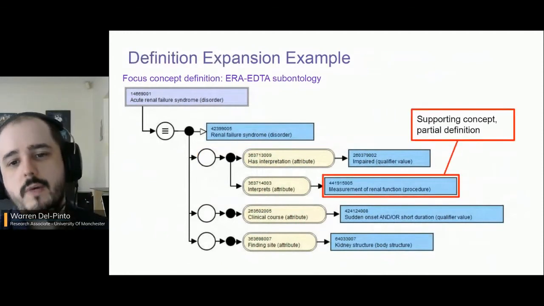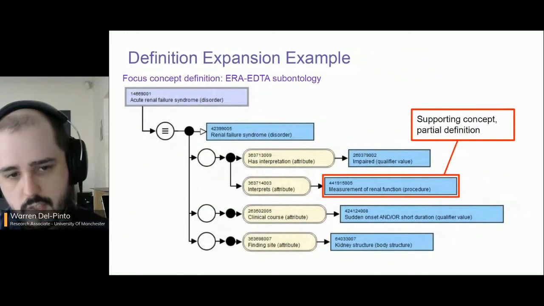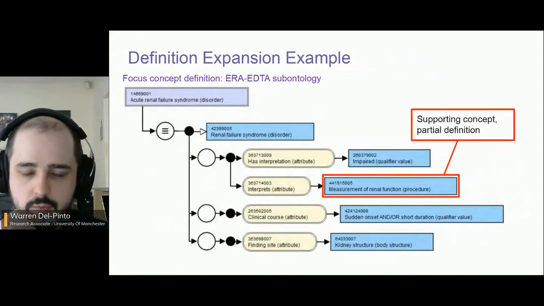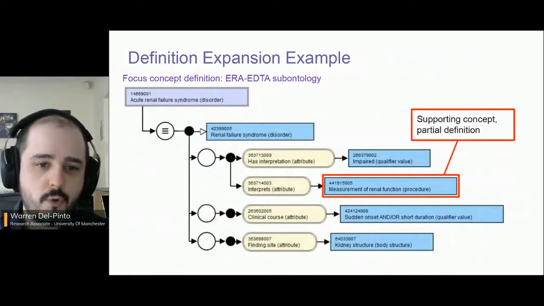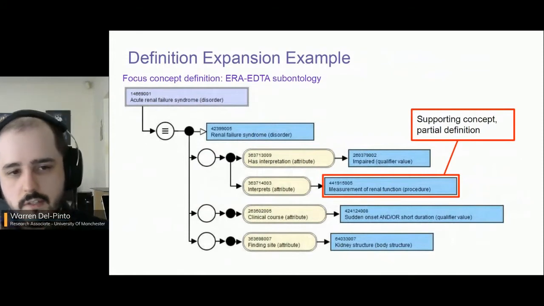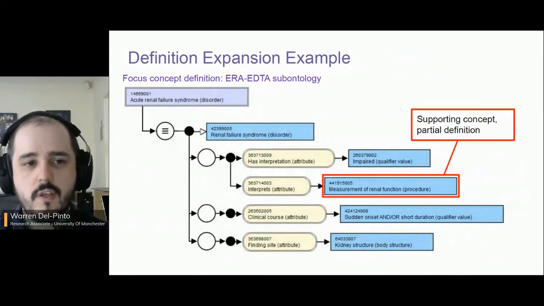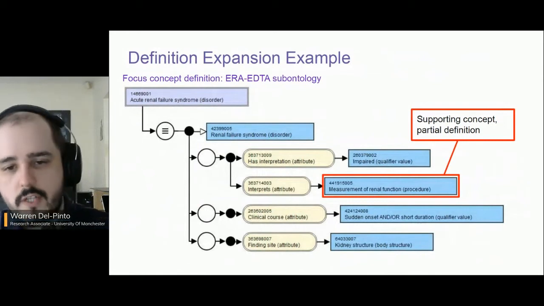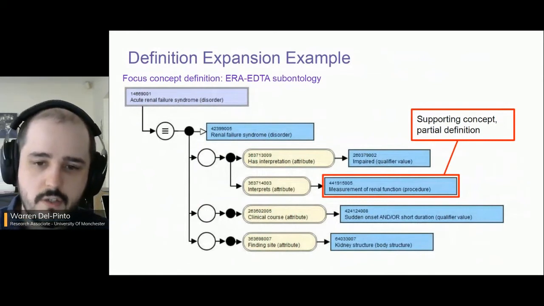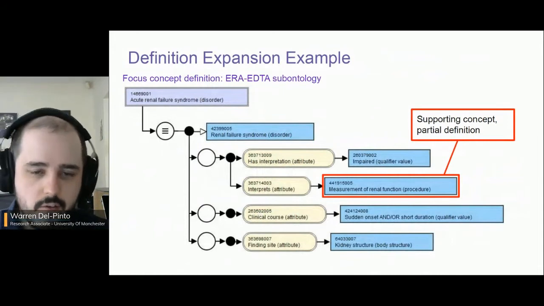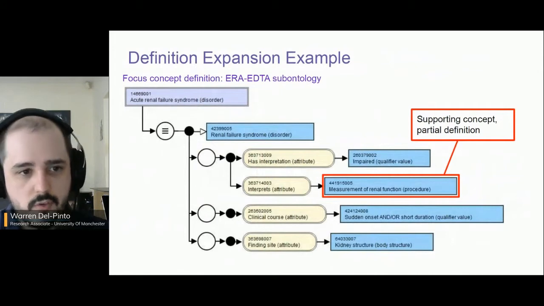So definition expansion, another aspect of subontology extraction. In these authoring form definitions, you'll see all the blue concepts there are primitive concepts. And in this case, say, for example, they're not in the input set, then they're all considered to be what we call supporting concepts. The idea is that these are brought in to maintain the definition of acute renal failure syndrome, which we assume was part of our input set. The question is, do we need the full definition of each of these concepts, or do we just need a partial definition? Is it really necessary to bring in all of the information about them just to maintain the definition of the concept we were interested in?